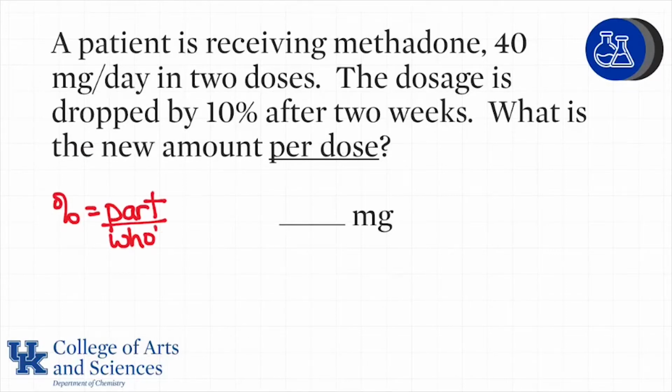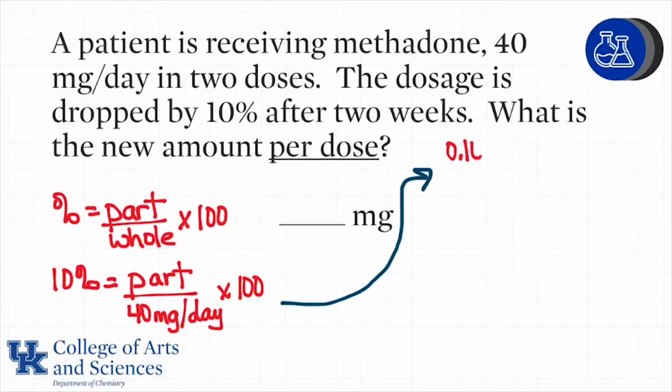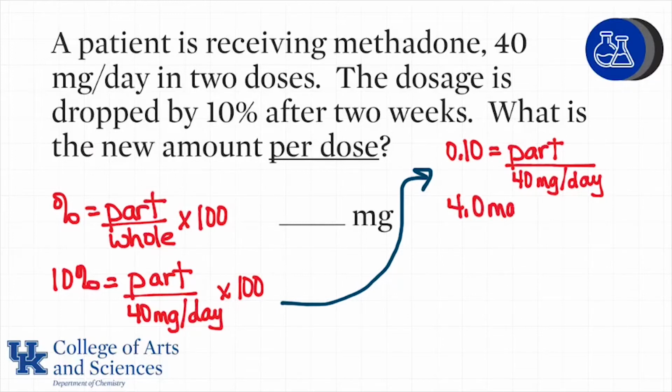Like before, we start with our equation, the percent equals part over whole times 100. We know that the decrease is 10%. We know that the original amount was our 40 milligrams per day, so we're actually solving for the part in this problem. I'm going to move up here, ran out of room, so 0.10 equals part over 40 milligrams per day after we divide it by 100. And what we find is that the part is equal to 4.0 milligrams per day. We did that by multiplying 0.10 times 40.